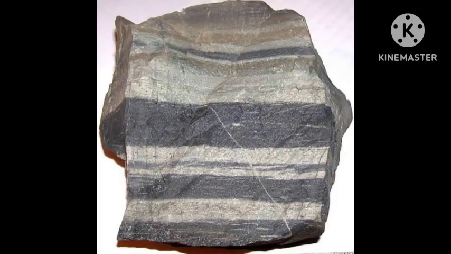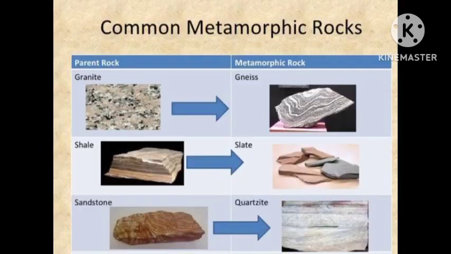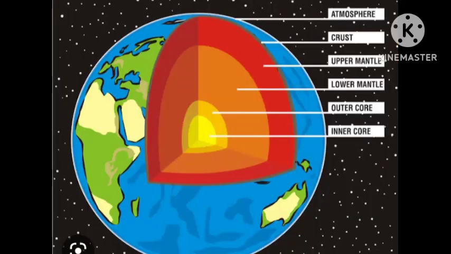Metamorphic rocks. Under very high temperature and pressure, igneous and sedimentary rocks change their form. Such changed rocks are called metamorphic rocks. These rocks are very hard. The process of metamorphism takes thousands of years. Some common examples of metamorphic rocks are marble, slate, etc.